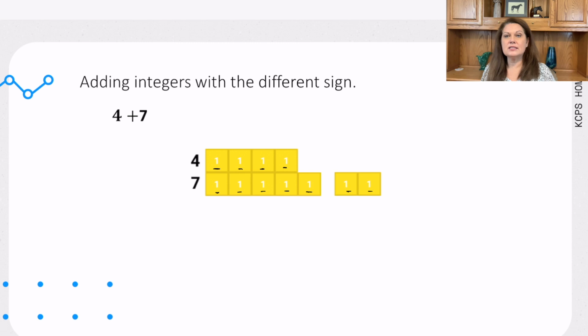I don't have any zeros. I don't have a negative and a positive. That's going to be a zero pair. Because I don't have any zeros, I'm going to add them all together, and that tells me 7, 8, 9, 10, 11. That tells me I have 11 total tiles, so they're all the same color. They're all positive, so that's going to be positive 11.